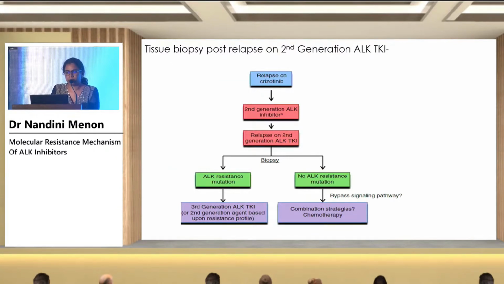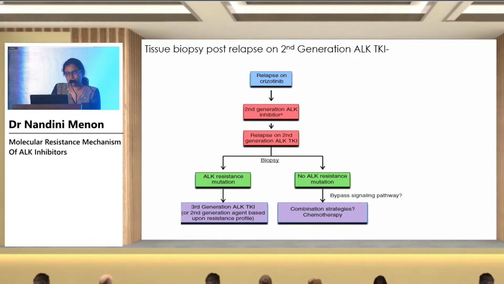But then a question comes is, what happens if we encounter resistance mutations? How do we treat the patient? So this is what we commonly encounter in our clinics, where the newer generation TKIs cannot be afforded by a lot of patients. And once you relapse on crizotinib, you usually move on to a second generation ALK inhibitor.